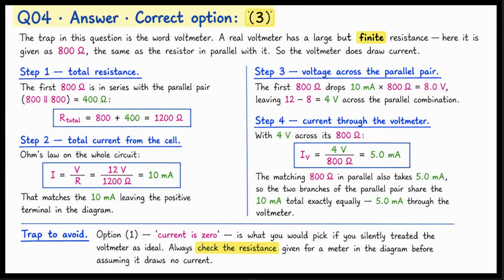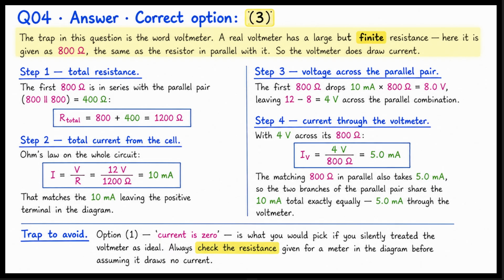The answer is option 3, 5 milliamps. The trap in this question is the word voltmeter. A real voltmeter has a large but finite resistance. Here it is given as 800 ohms, the same as the resistor in parallel with it. So the voltmeter does draw current, and you cannot use the ideal voltmeter shortcut. Let's walk through the 4 steps.